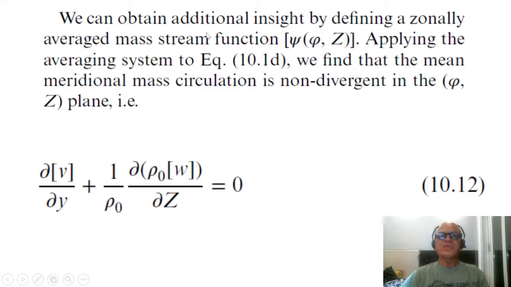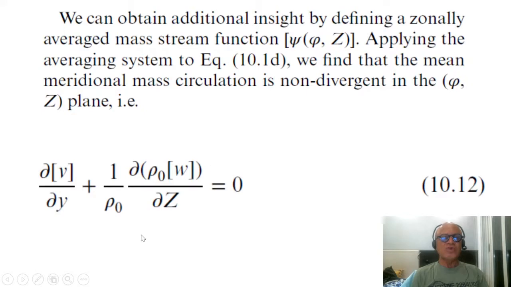So now we can obtain additional insight by defining a zonally averaged mass stream function, because in the zonal mean, meridional, and vertical plane, the circulation is non-divergent, which allows us to define a stream function in the latitude-vertical plane. Applying the averaging that we used in the zonal mean, we can write the equation as: the divergence of the zonal mean meridional velocity and the vertical term have to add up to 0.